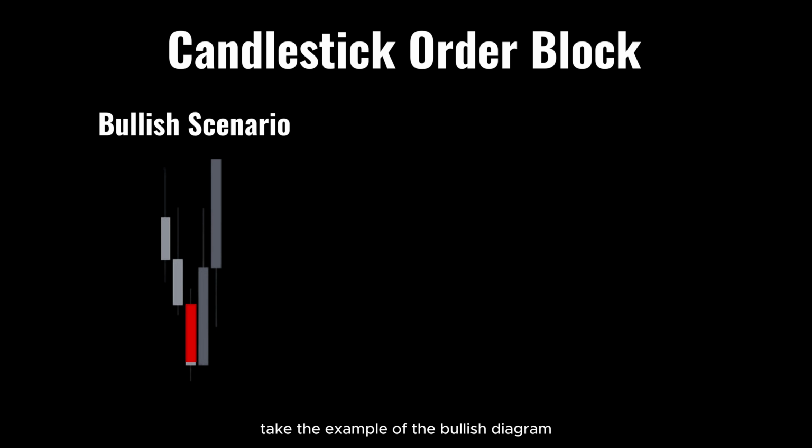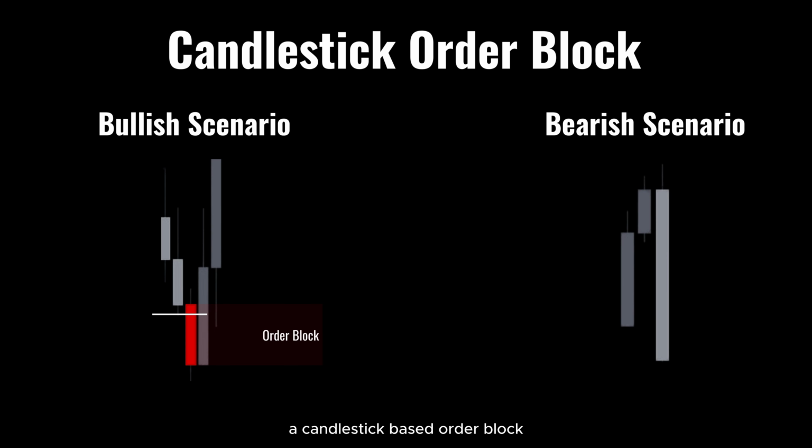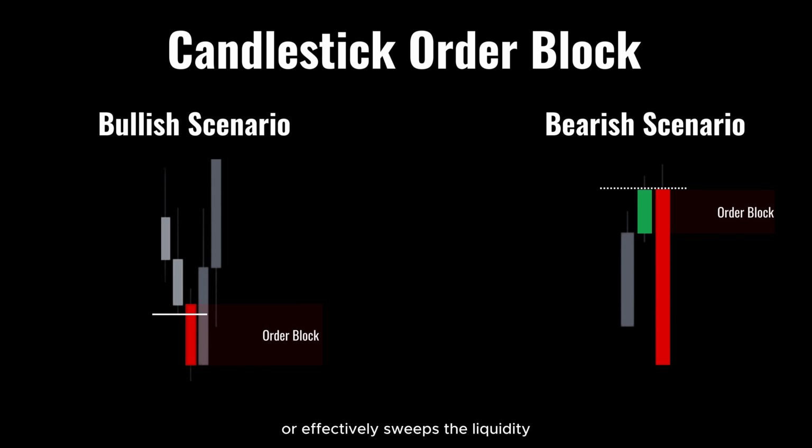Take the example of the bullish diagram where the red candle serves as a valid order block. This candle breaks below the lowest point of the previous bearish candle, effectively sweeping its liquidity. Similarly, in a bearish scenario, a candlestick-based order block refers to the last buying candle before the price starts pushing down drastically. This candle typically breaks above or effectively sweeps the liquidity of the highest point of the previous candle.